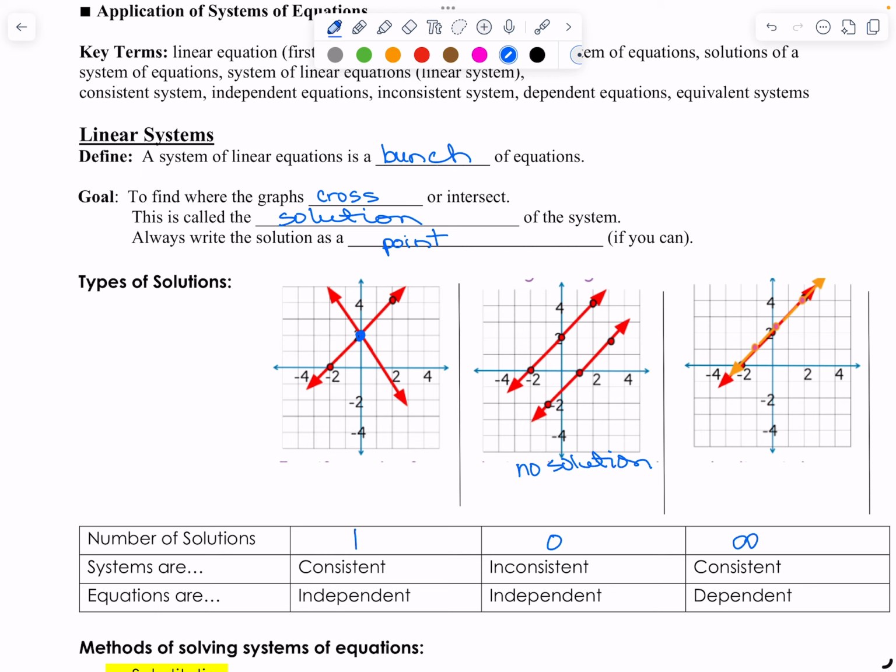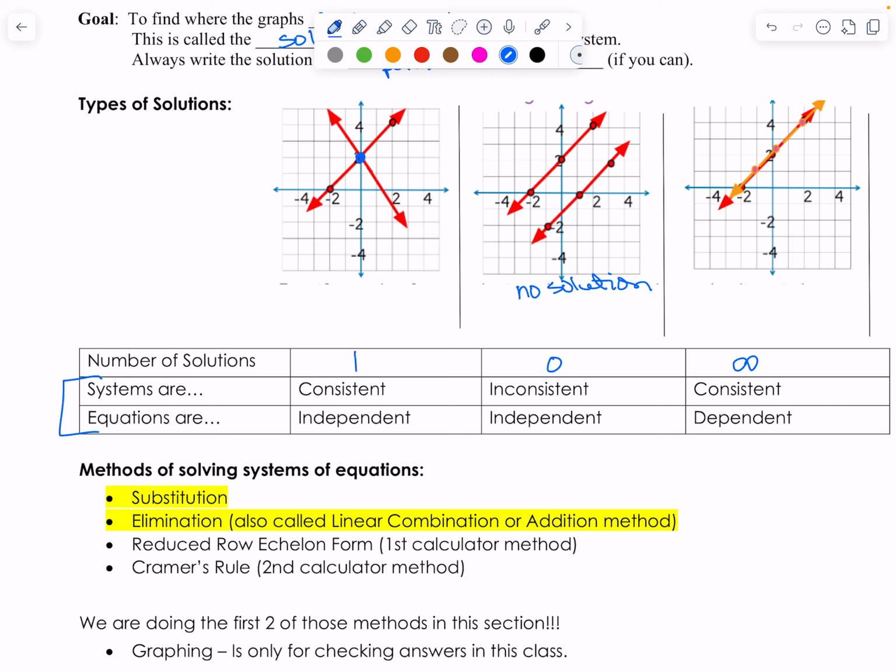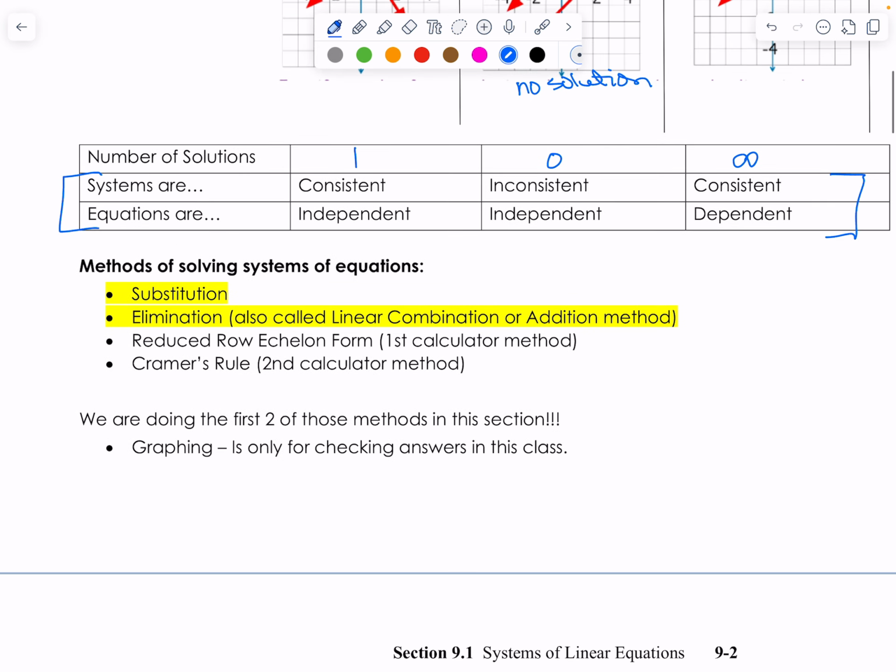Now, all of this here, the systems of equations, consistent, inconsistent, independent, dependent, that stuff I'm never going to ask you, but my lab may. So there are actually 4 ways of solving systems of equations. We're going to look at substitution and elimination, also called linear combination or the addition method. We're going to do those two in this section, and then we're going to have a section for reduced row echelon form and a section for Cramer's rule. So we're going to do the first two.